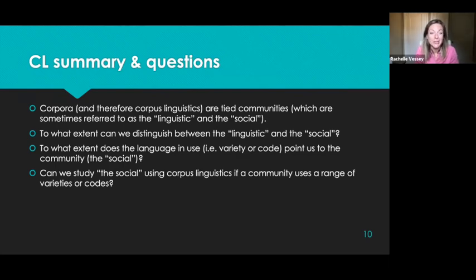So the question is, to what extent can we distinguish between the linguistic and the social? And to what extent does the language in use, the variety or the code, point us to the community? Right? Can we actually use one to get at the other or not? And can we study the social using corpus linguistics if a community uses a range of varieties or codes? So where we don't have a mapping of the linguistic onto the social and we want to look at the social community, how do we account for that when we have a range of different practices that might involve different codes? And corpora, as I'm going to argue, aren't really set up to look at that kind of diversity.